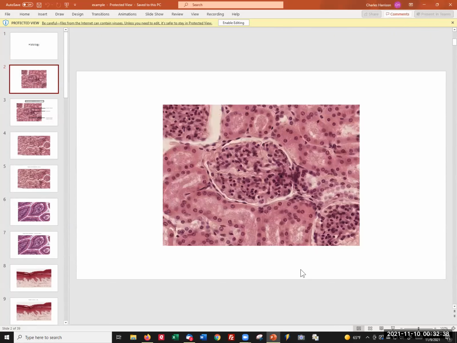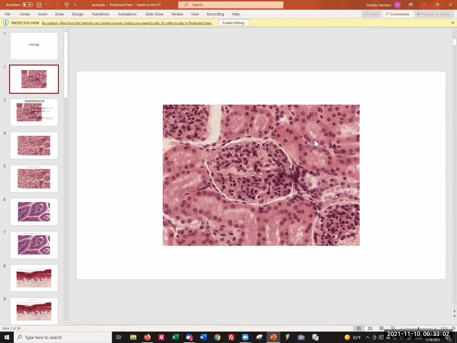This one, for instance, opens up and asks you if you know some of this stuff. Well, maybe you're not ready for it yet. But this is a glomerulus. This is Bowman's capsule around it, and the glomerular space is in between. These are kidney tubules, and they're composed of simple cuboidal epithelium.